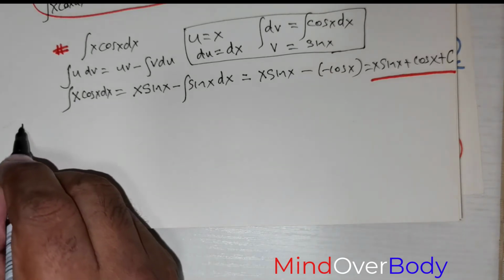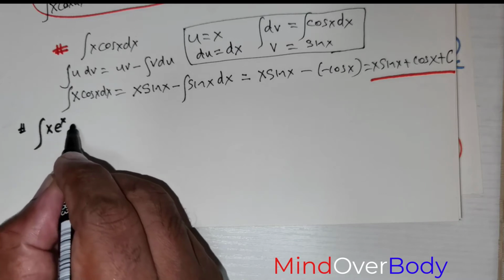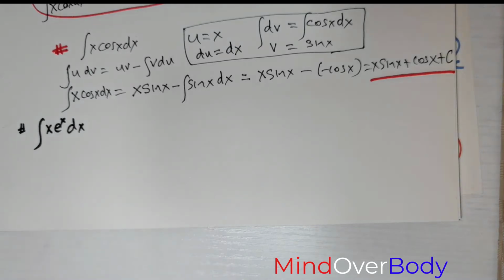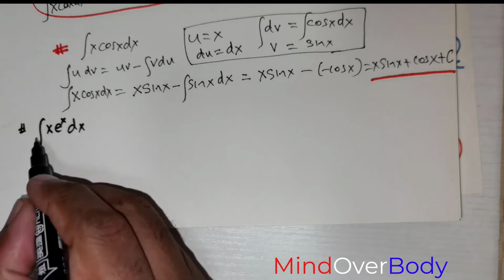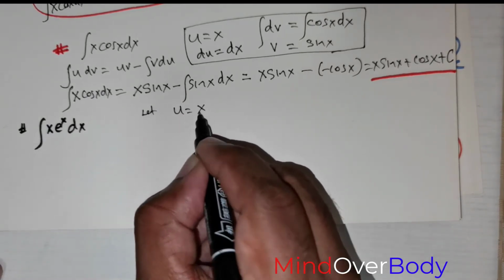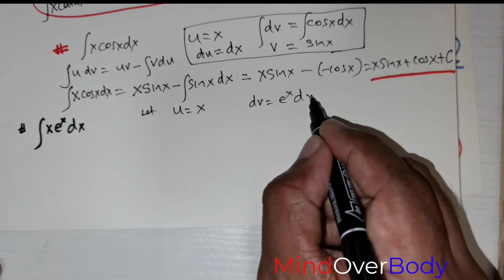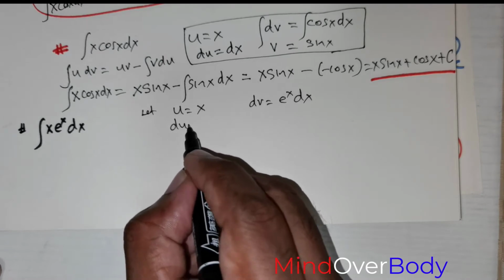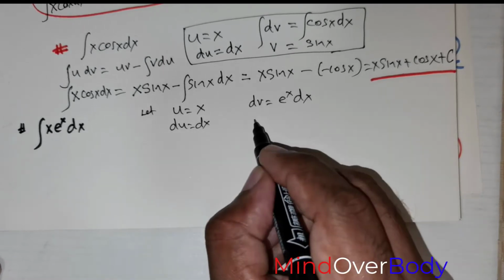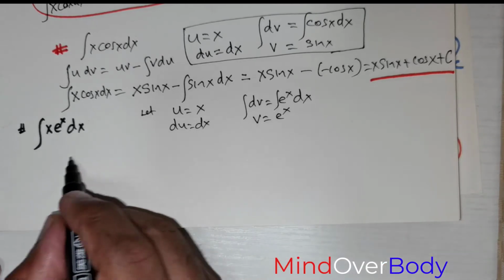So let us do this question. We are asked to integrate x times e raised to the power of x dx. Clearly you can see we have an algebraic quantity x there. So I'm going to state let u be equal to x and dv be equal to e raised to the power of x dx. I differentiate this, I get du is equal to dx. I integrate this, I get v is equal to e raised to the power of x.